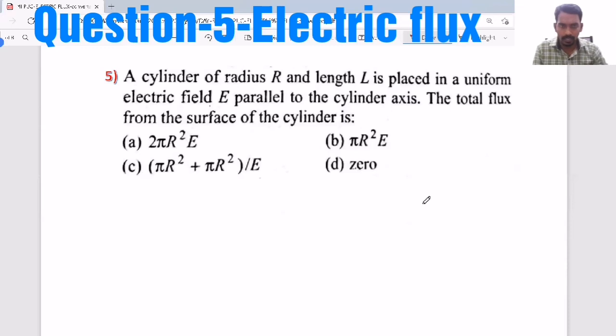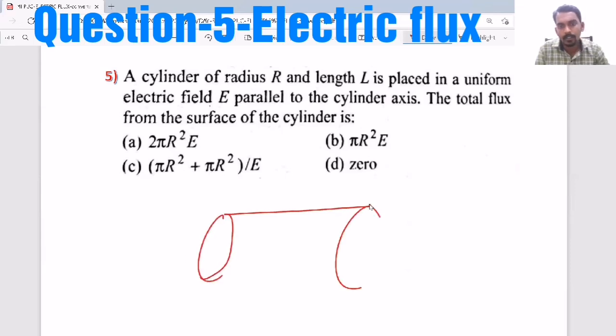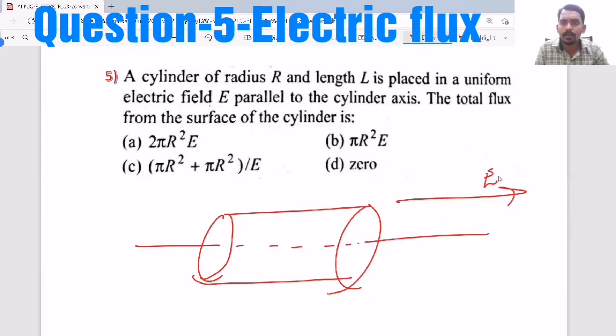And one last question, that is a cylinder of radius r and length L is placed in a uniform electric field E parallel to the cylindrical axis. Now here, according to the data, what they have given is, there is a cylinder. Now let's take this is the axis of the cylinder. Now this is the direction of E bar, because they are telling E bar is along the axis of the cylinder. Now this is E bar, this is also E bar.